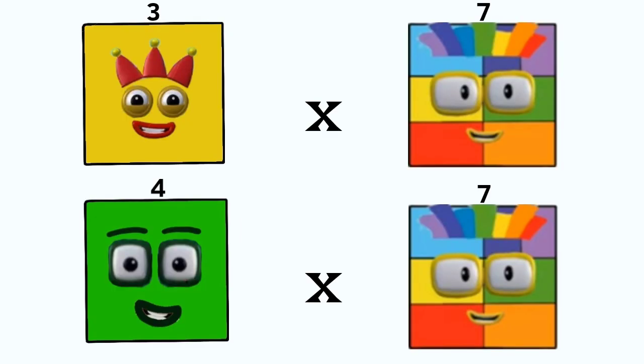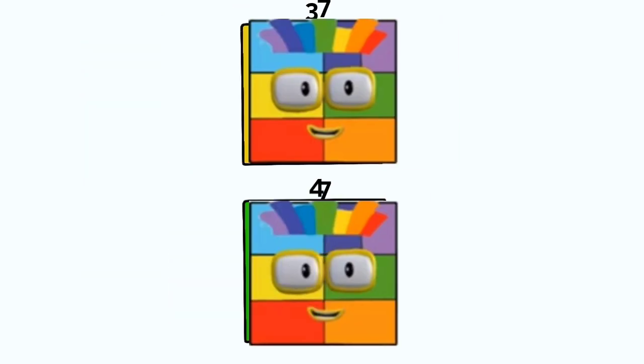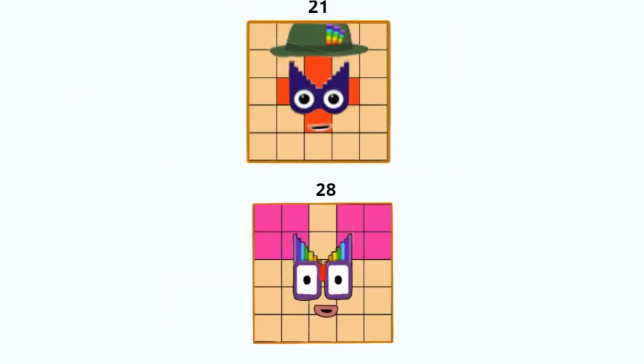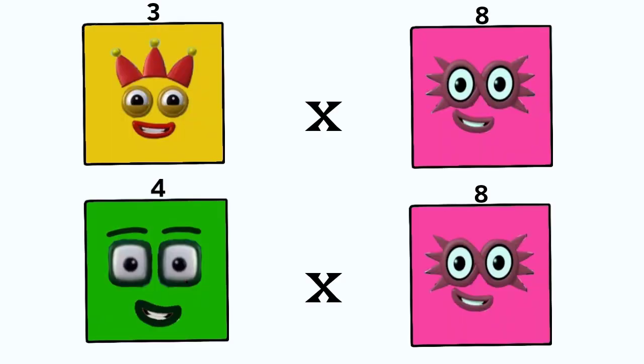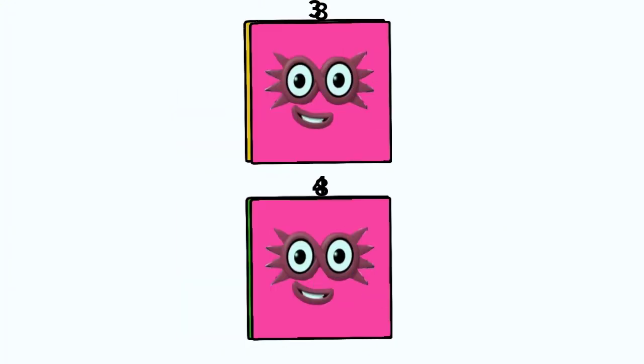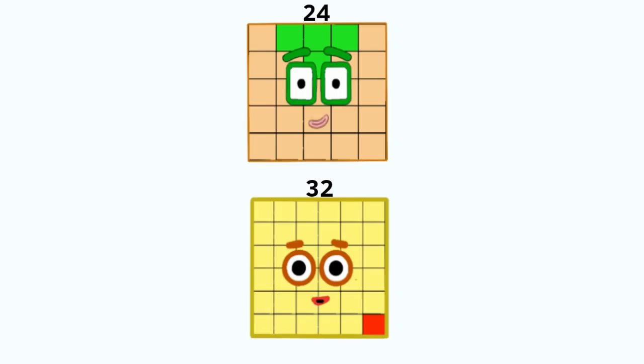3 and 4 times 7 equal 21 and 28. 3 and 4 times 8 equal 24 and 32.